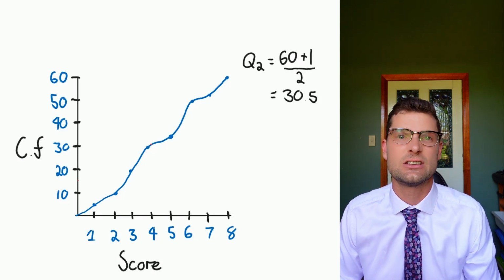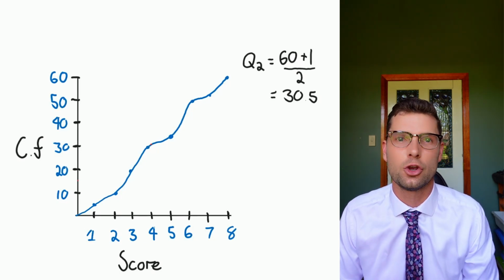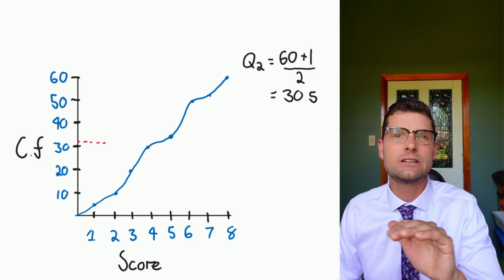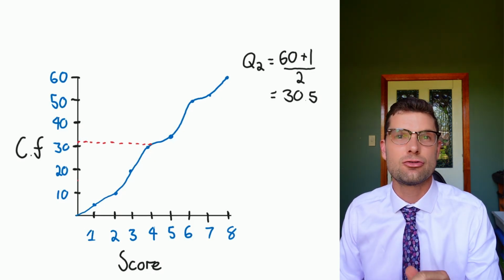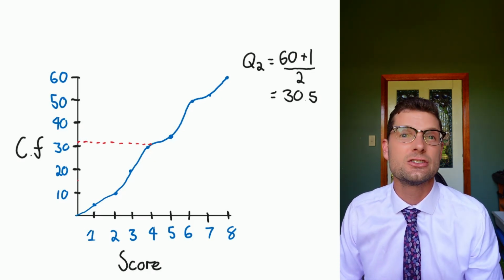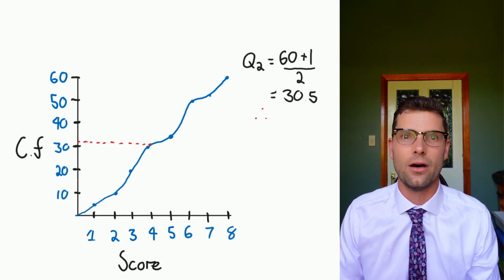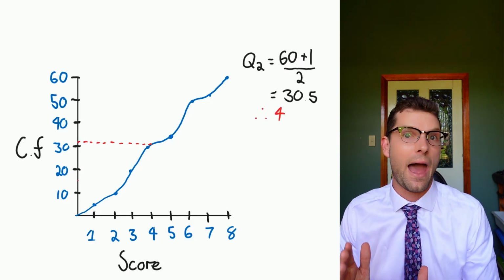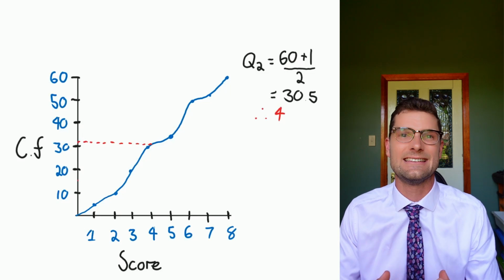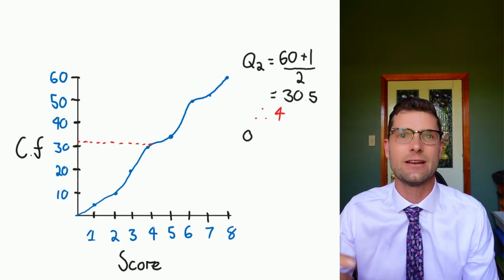So all I have to do is go over to the 30.5 on my cumulative frequency axis and draw a dead straight line across. This jumps straight across just above that 4. So that means that the frequency is 4. Remember, anything above 4 and before 5 means that 4 is what is accounting for that increase in the graph.